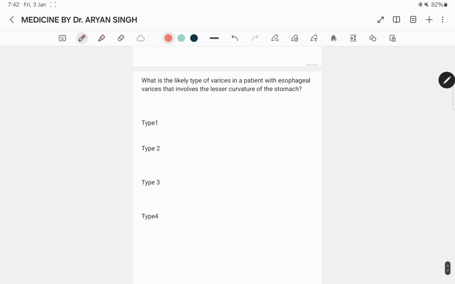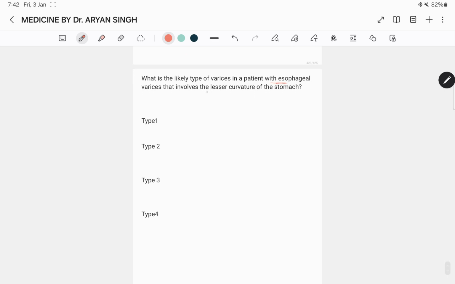Next question. What is the likely type of varices in a patient with esophageal varices that involve the lesser curvature of the stomach? Type 1. Sarin classification is the most commonly used classification for the gastroesophageal varices. Type 1 extends from the esophagus to the lesser curvature of the stomach. Type 2 extends from the esophagus to the greater curvature of the stomach. Type 3 is isolated gastric varices.